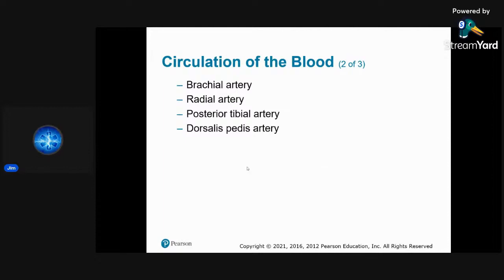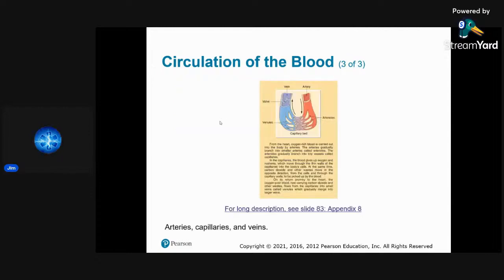You find a pedal pulse, or a pulse on top of your foot, you take a pen and mark it, because they're hard to find sometimes. So if you mark it, it'll be easier to find. Here it explains arteries, capillaries, and veins, how they're tied together.